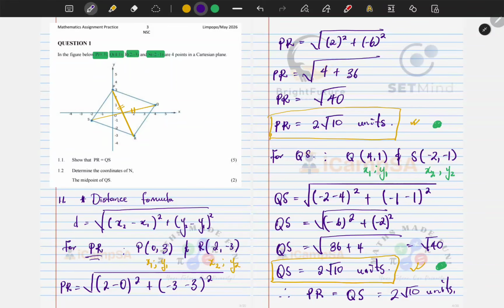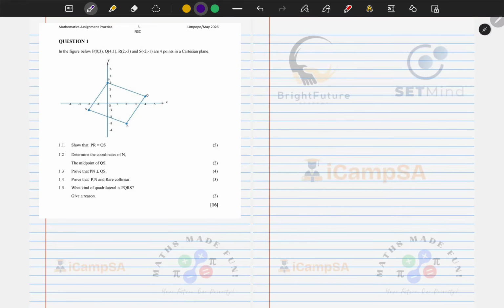Now let's look at the second question, which is 1.2. Question 1.2 says we need to determine the coordinates of N. They give us a clue that the coordinates of N should be the midpoint of QS. So this is your QS, and the midpoint of QS will be your N. So your N will be here.